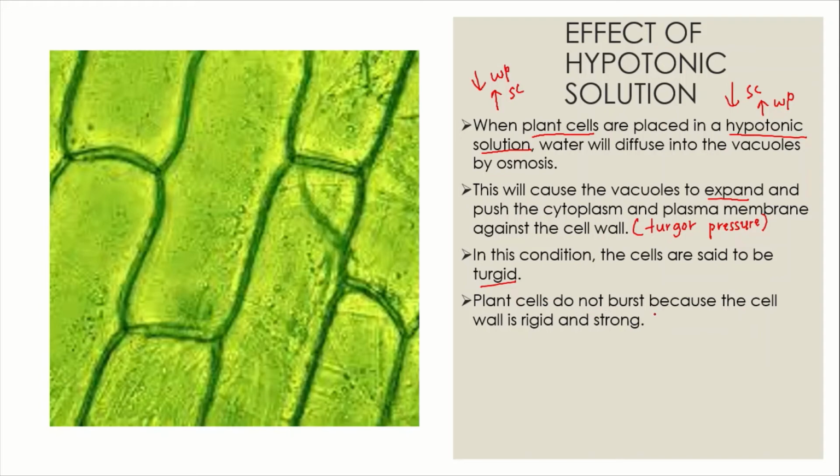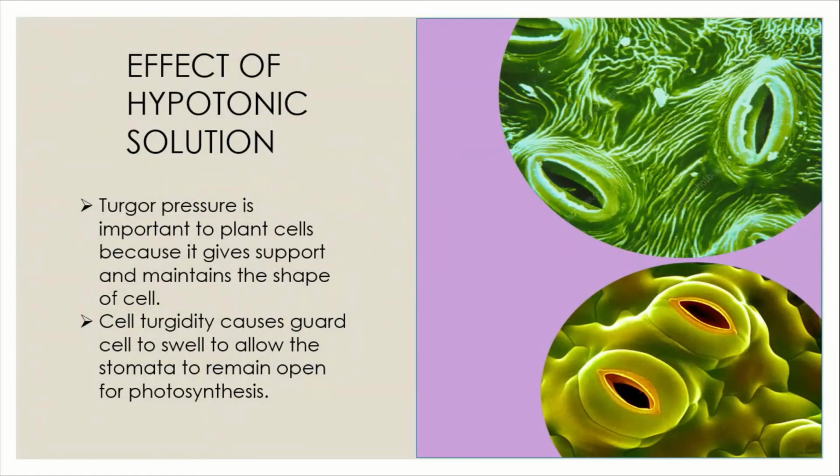Next, the importance of turgor pressure. Turgor pressure is important to plant cell because it gives support and maintains the shape of cell. Cell rigidity causes guard cells to swell to allow the stomata to remain open for photosynthesis.